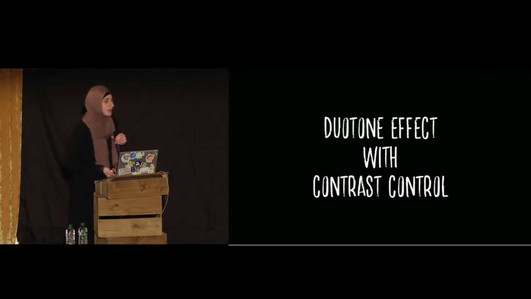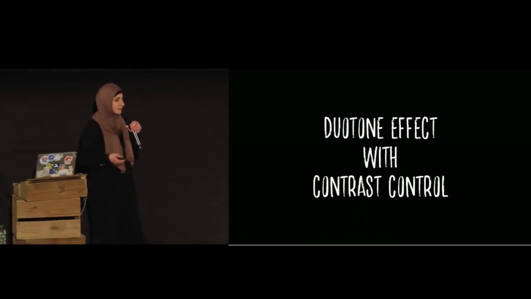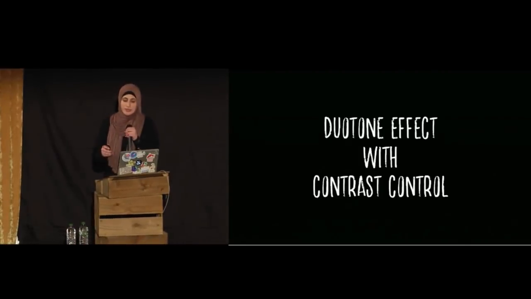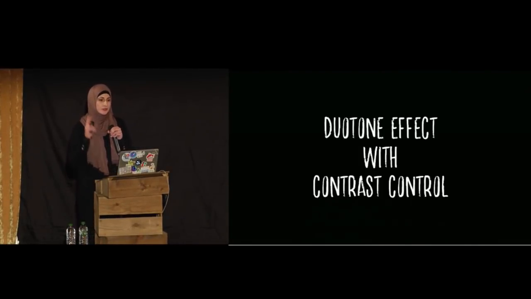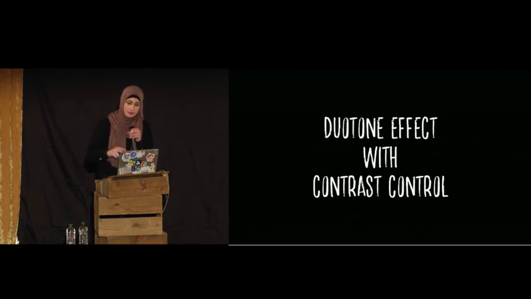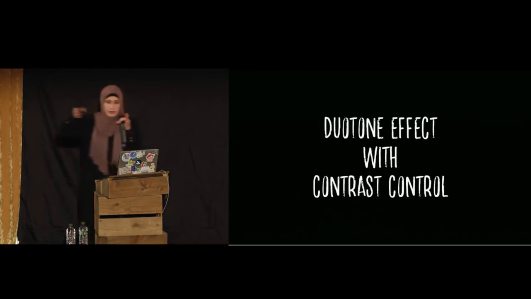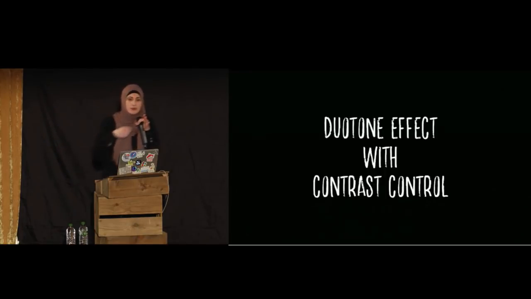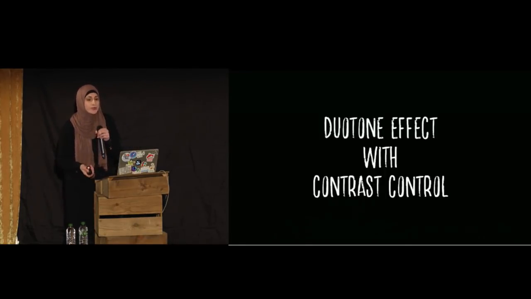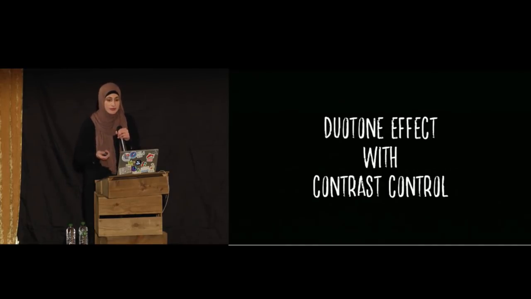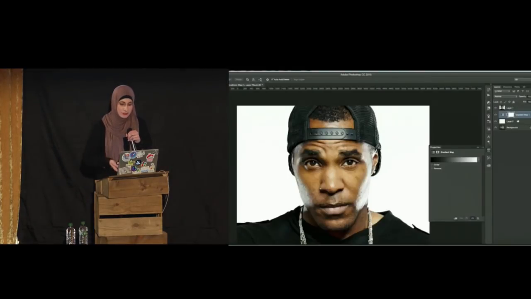Another thing is I want to create a duotone effect with contrast control. To create a duotone effect in Photoshop, you usually do 2 steps. You turn the image into grayscale, and then you map the grayscale range into a new range. So instead of a range from black to white, you map that to a range from pink to yellow, or whatever color you want. In other words, you will need a gradient map that the browser will use to map your grayscale image to.